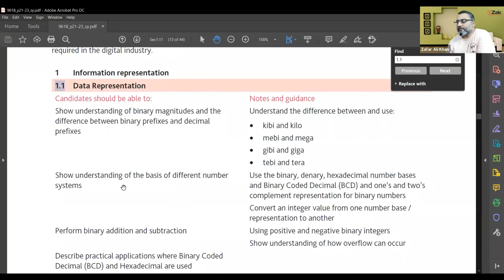Show understanding of the basis of different number systems. Use the binary, denary, hexadecimal number bases and BCD, and ones and twos complement representation of binary numbers. We have covered all these.